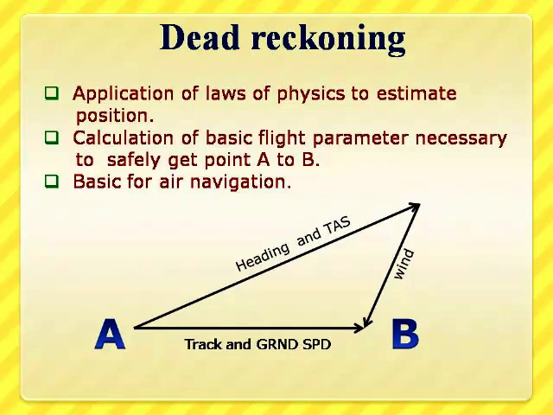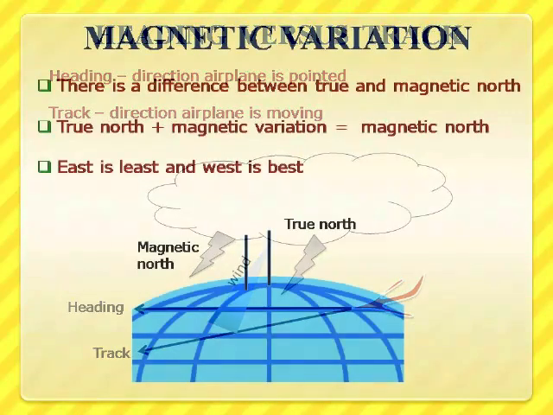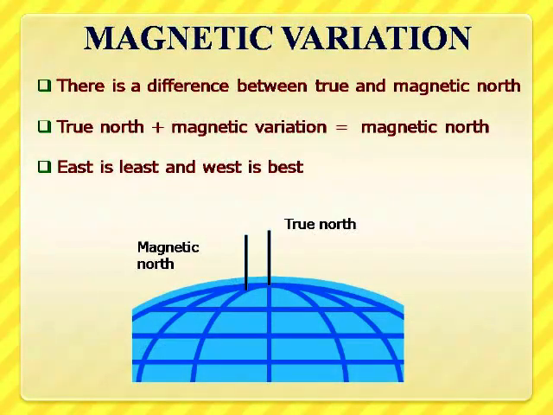And there is a difference between heading and track. The heading represents the direction the aeroplane is pointed. The track is the direction in which the aeroplane is moving, as shown in the diagram here. There is a difference between true north and magnetic north of the earth. The true north plus magnetic variation gives you the magnetic north. So here it is represented as a statement: east is least and west is best. That is, it is normally oriented slightly towards the west.